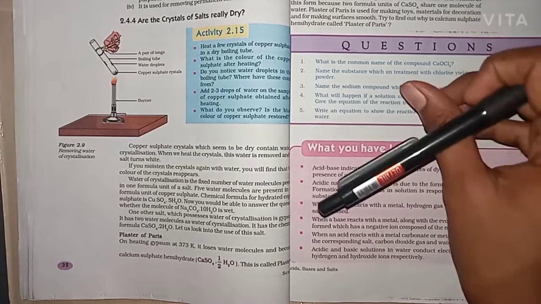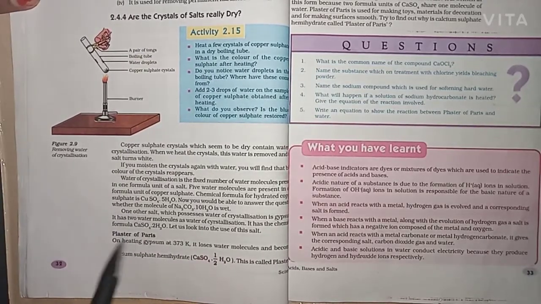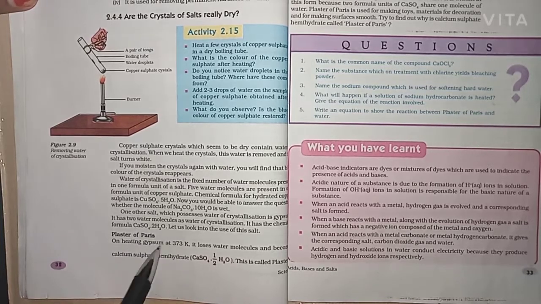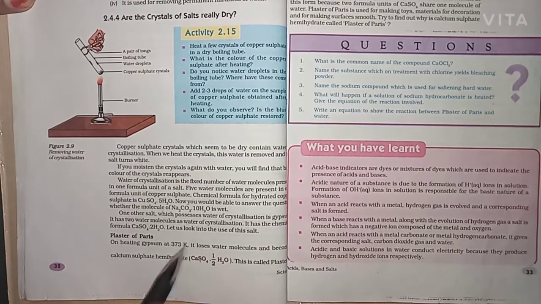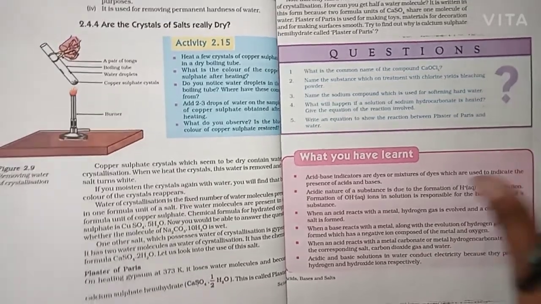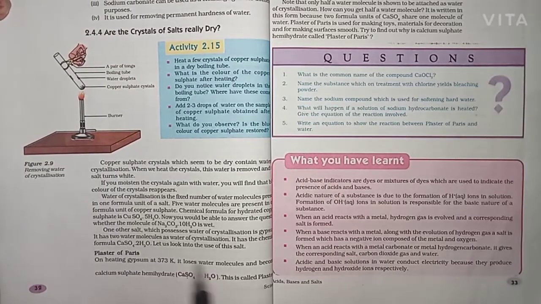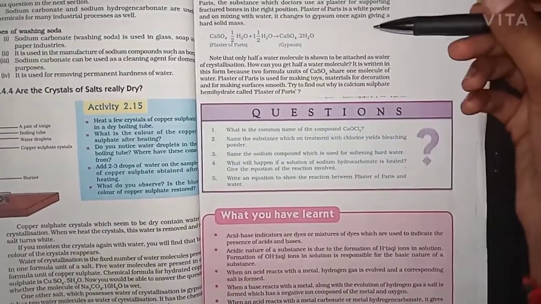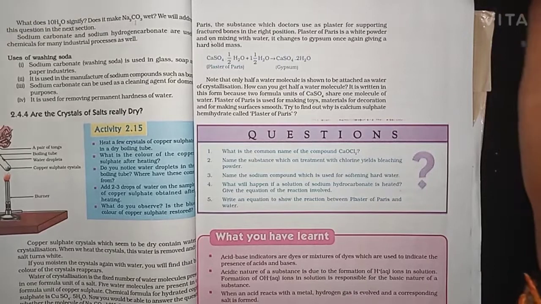So many concepts are there. About plaster of Paris, you have to remember how it is formed from calcium sulfate and H2O. When we heat it, we get CaSO4 half H2O, which is called plaster of Paris. If we add water to plaster of Paris again, we get gypsum. There are many uses I have explained, and they are also given in the reader, so you can observe that.